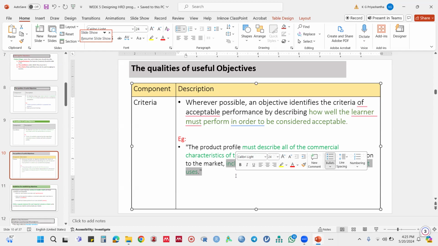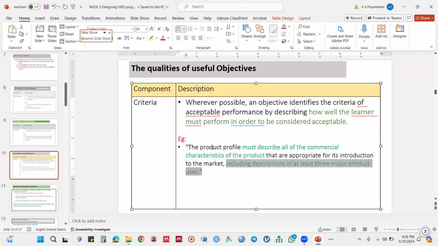Once a training objective is developed, because we need to include these three criteria. Why? Mainly to assess whether the learner has learned these areas. Because if we design an objective in a vague manner, we can't measure whether the trainee or the learner has learned something, right?